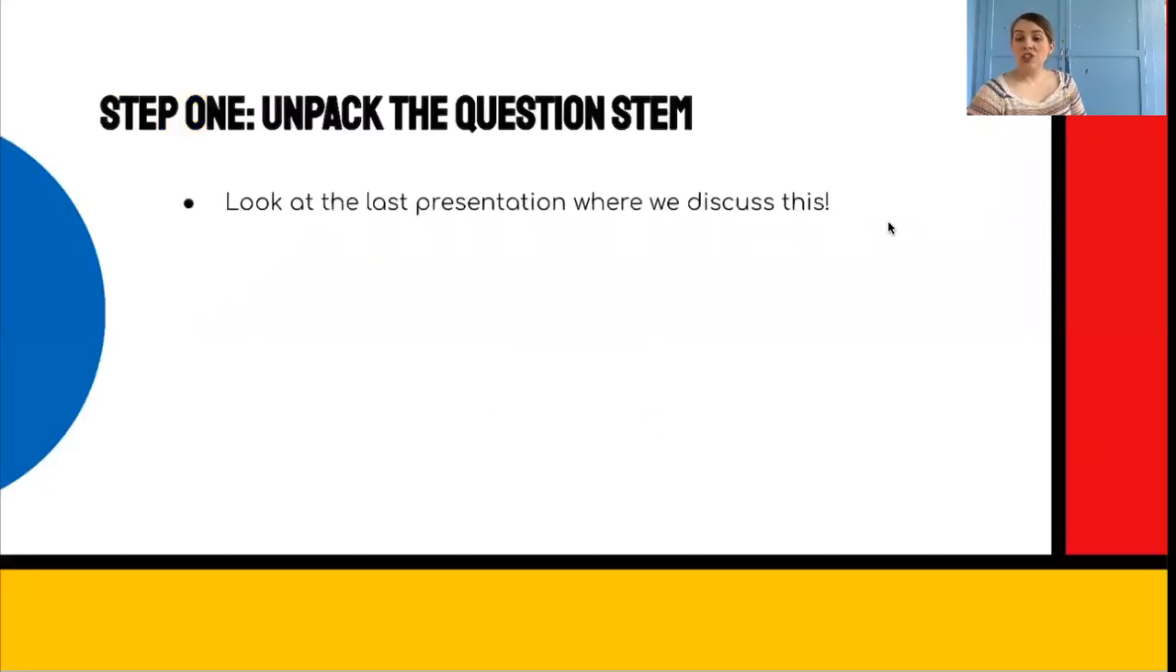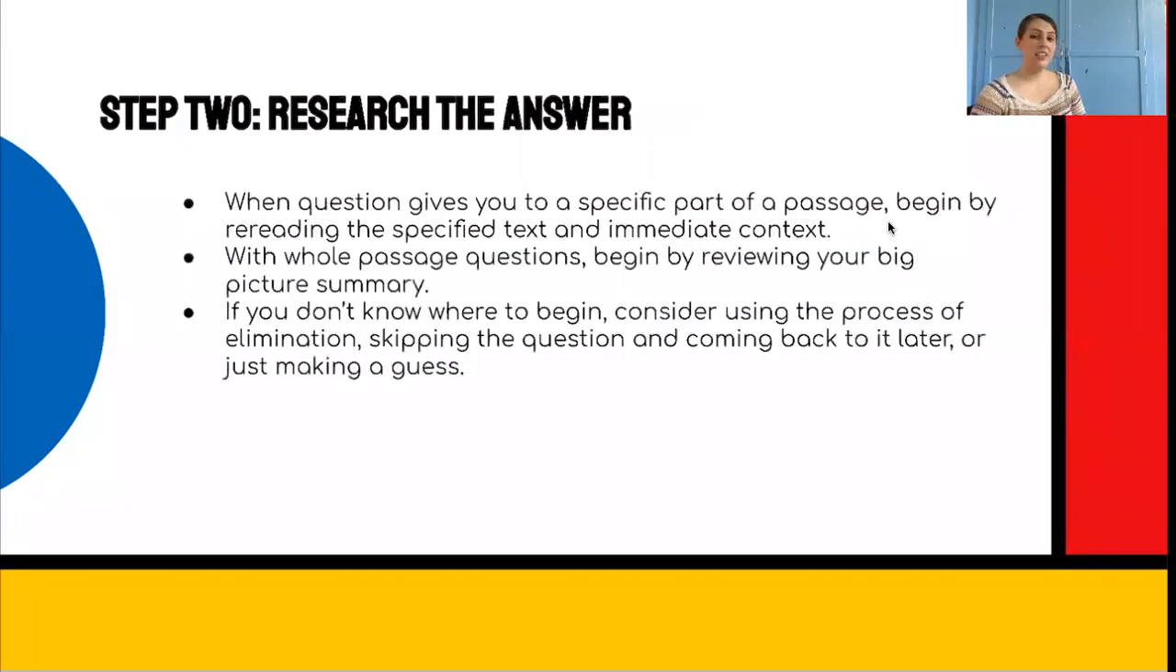So unpacking the question stem is what we did in our last presentation when we talked about all the different types of questions that are asked. So look back there. That's going to help you see what kind of question it is. So it's important to identify what kind of question it is so you know how to research your answer. If it's detail, you're going to want to go back to the question or back to the specific part of the passage that talks about that question. If it's global, then you just want to look at your notes and so forth with the different types of questions.